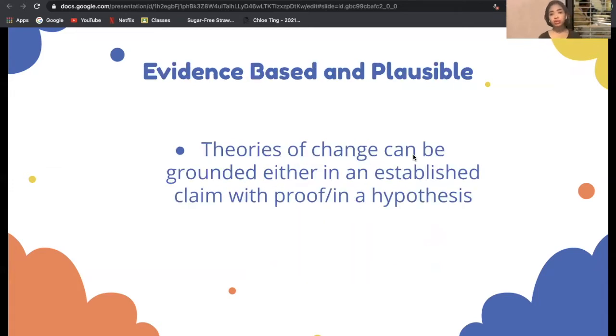It should be both evidence based and plausible. Theories of change can be grounded either in an established claim with proof or in a hypothesis. This is very different, because with an established claim with proof, you already have proof, and maybe another researcher has done the same or similar research, so you have proof that this actually happens. So it's established. But if it's a hypothesis, then you are on the verge of a breakthrough, let's just say that.